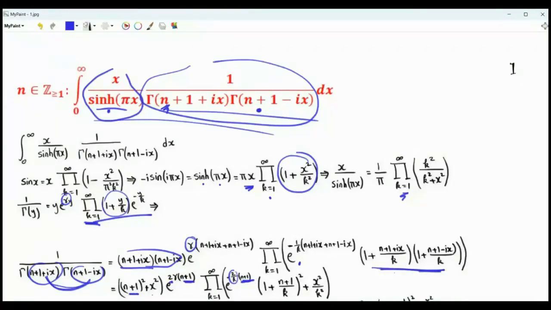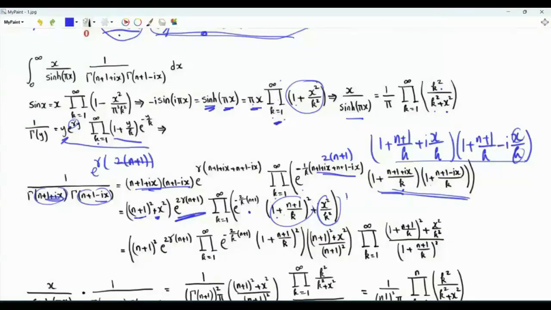Then we have the product of these two brackets, 1 plus n+1 plus ix over k, 1 plus n+1 minus ix over k. These two can be written as 1 plus n+1 over k plus i x over k times its complex conjugate. This product is 1 plus n+1 over k all squared plus x squared over k squared. In this product, I multiply and divide by 1 plus n+1 over k squared. Afterwards, the product is split into two products.